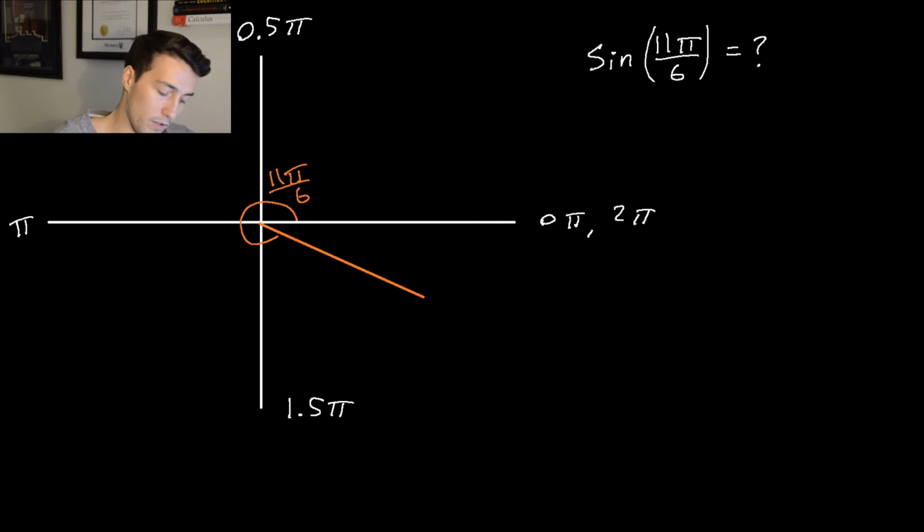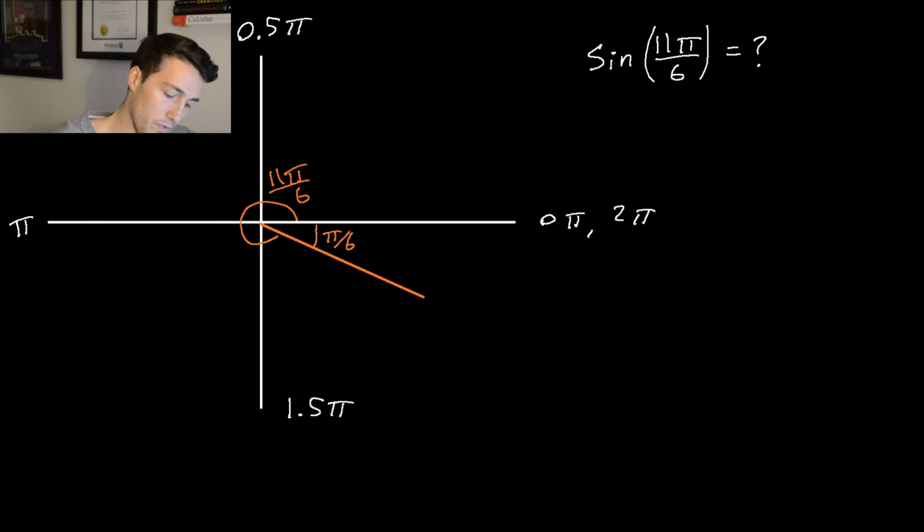Now if that's 11 pi over 6, I can write here pi over 6. This would be negative because the sign convention for angles is counterclockwise, so if we're going this way, that would be positive, but if we're going this way, that's going to be negative. So we could write this as 11 pi over 6 in the positive direction, or negative pi over 6 in the negative direction.